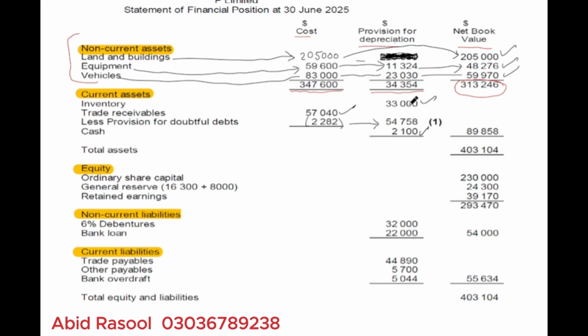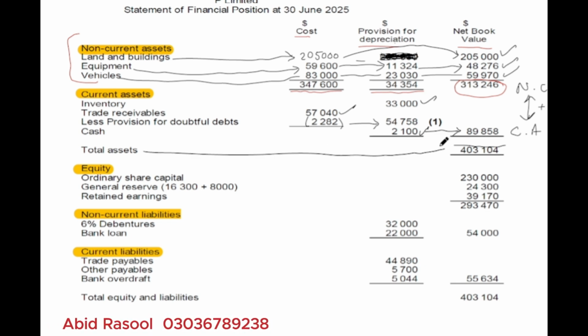Now we have three current assets: inventory, trade receivables, and cash. Okay, their final answers will be totaled, and their answer will be shifted to the final column here. This is the total of current assets. And then we have to add non-current assets and current assets. Okay, they will be added, and we will get the total assets over here, 403,104. This is our total assets.